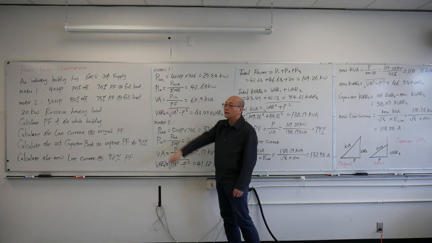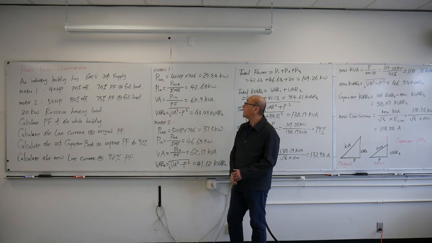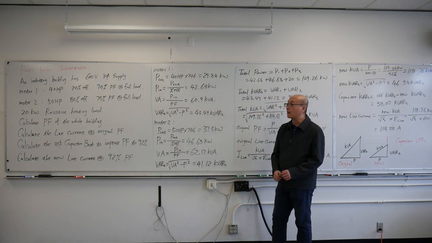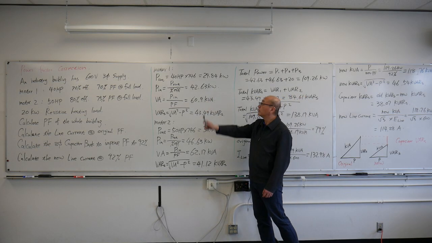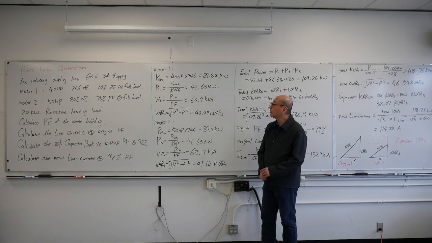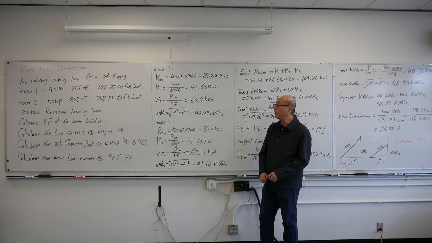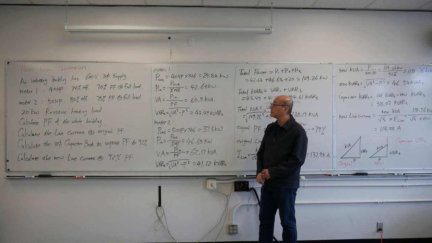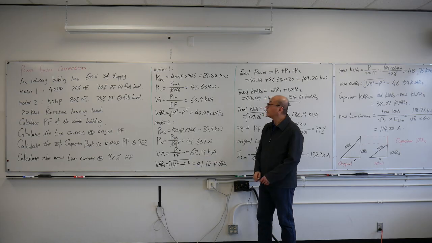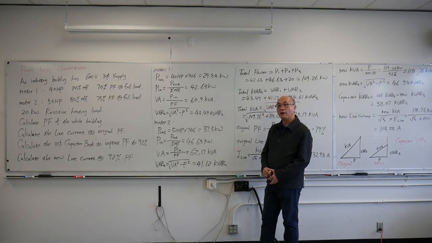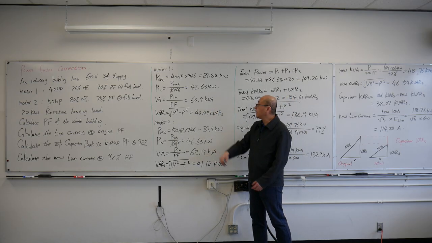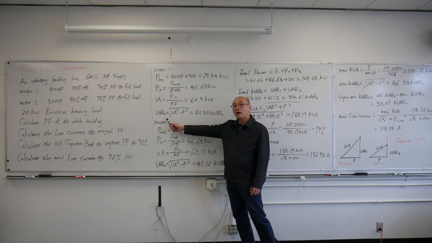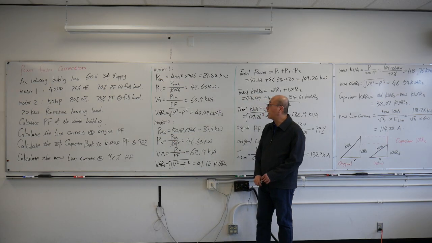Motor 1, the power output is the horsepower rating times 746, gives us 29.84 kilowatts. The power input on the electrical terminal will be power output divided by the efficiency, going to be 42.63 kilowatts. Then the total VA is going to be power input over the power factor, 60.9 kVA.